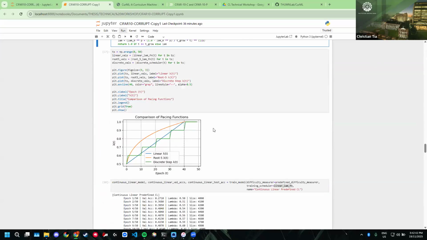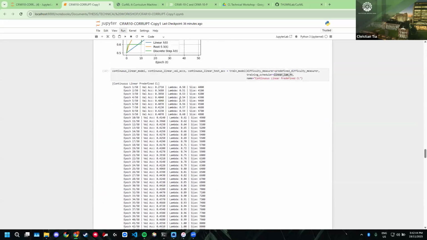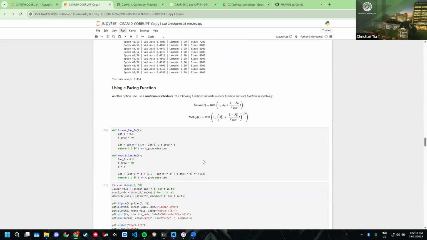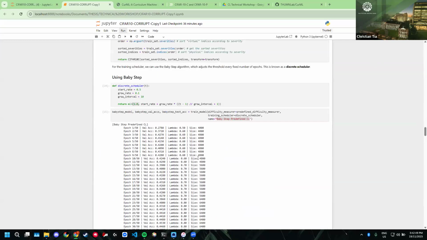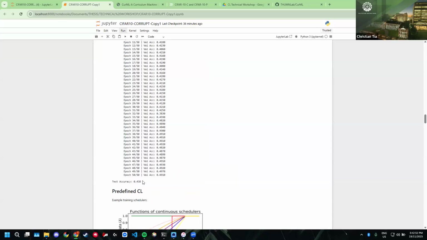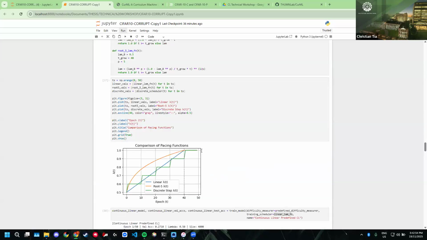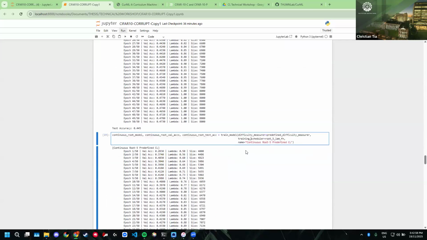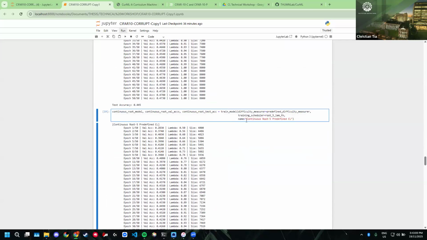And as you can see, after training, the test accuracy is now 0.445. So not much better than the original performance of 0.38, but there is still some improvement. We still have to explore some other options as well, because the improvement is not that significant.